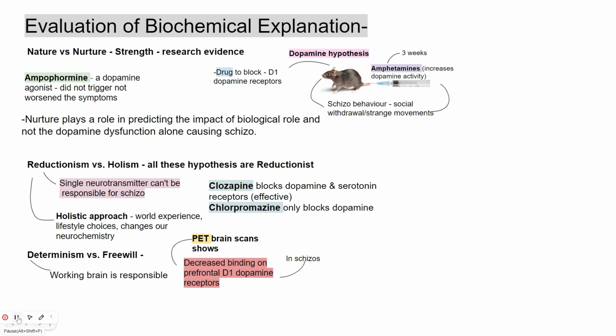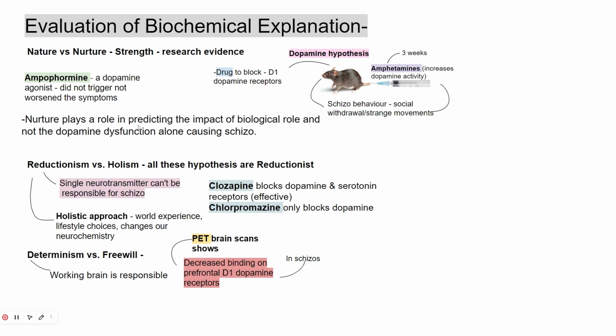Amphetamine is a dopamine agonist, meaning it does not block the dopamine. Unlike here, we have chlorpromazine, which blocks the dopamine. So this is an agonist, and this is an antagonist. It's the bad guy that blocks the dopamine. The agonist is the good guy that lets the dopamine in. So you can remember it that way.